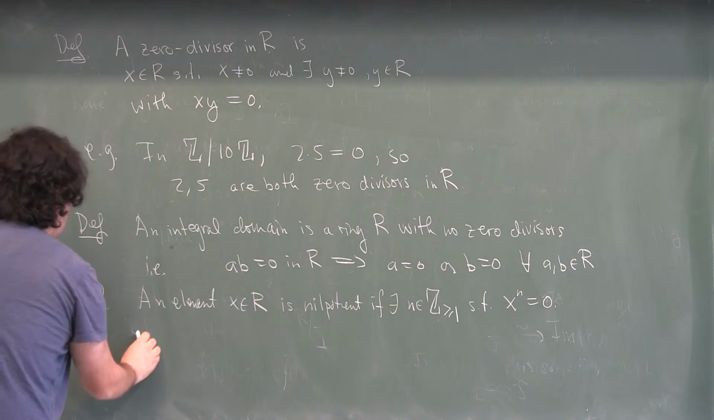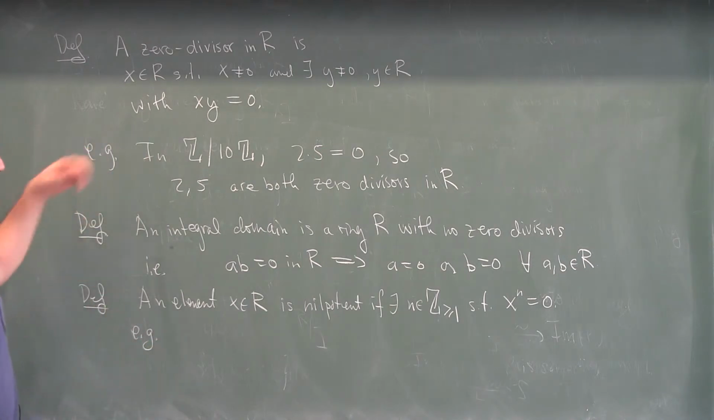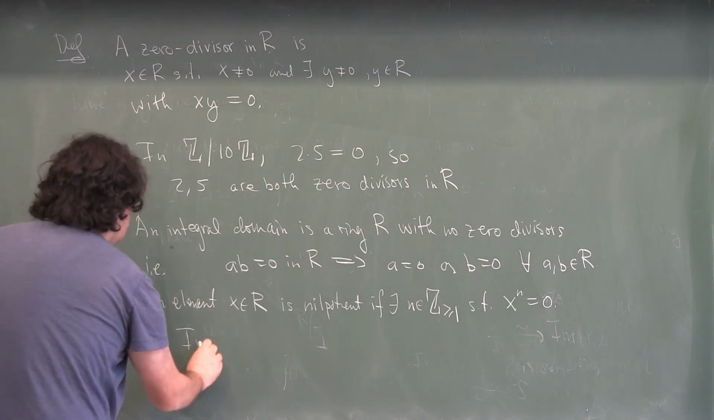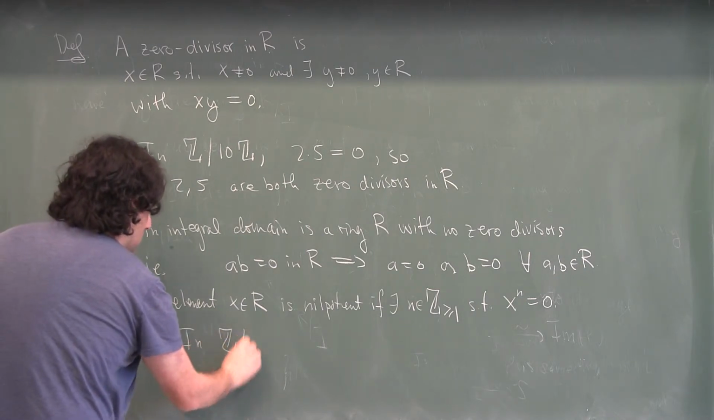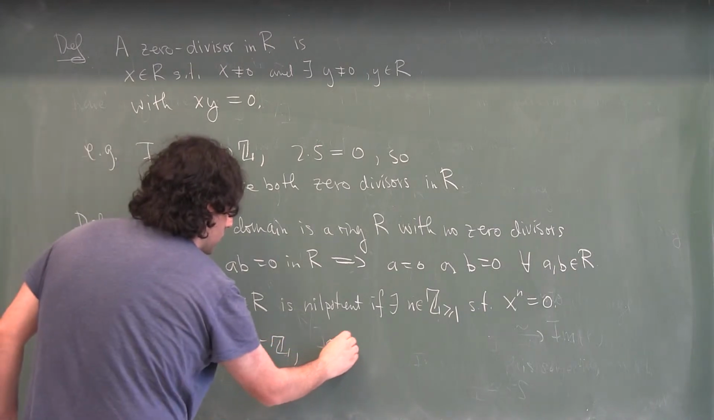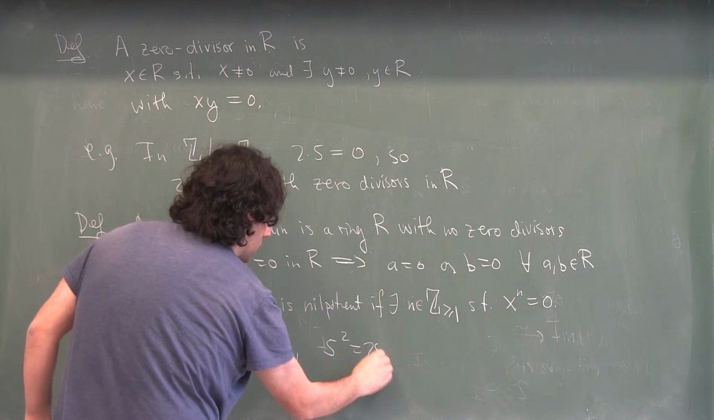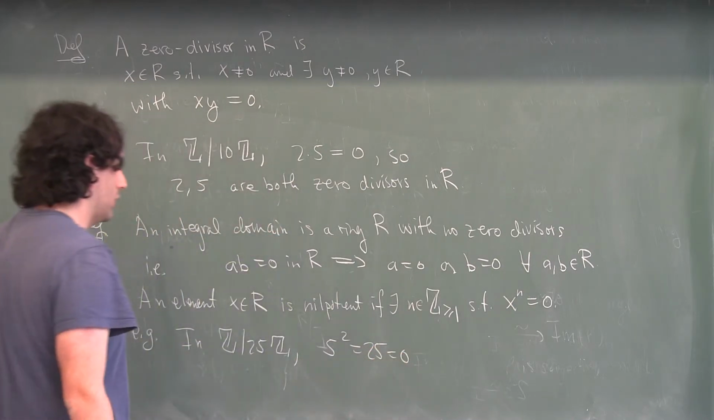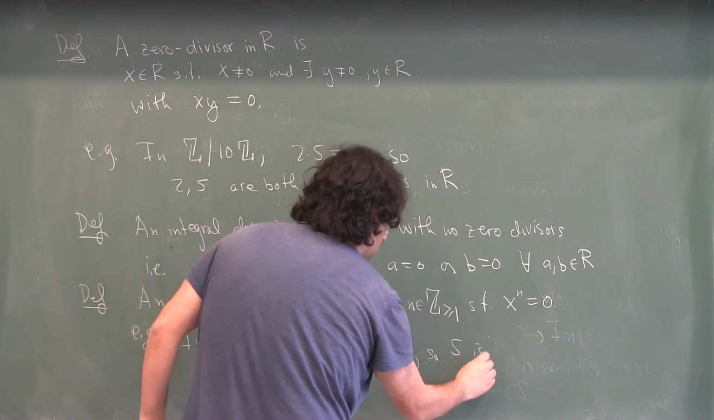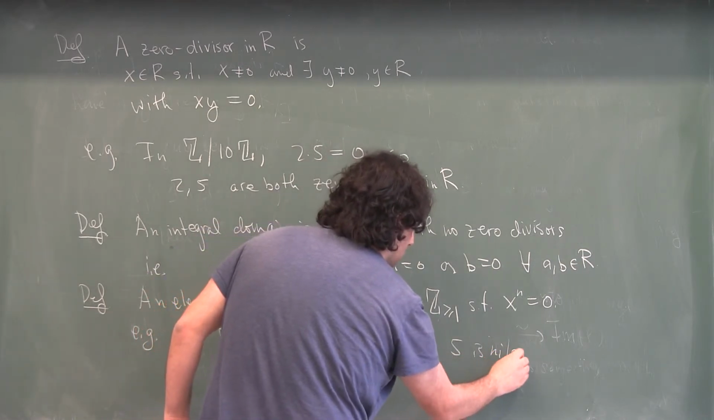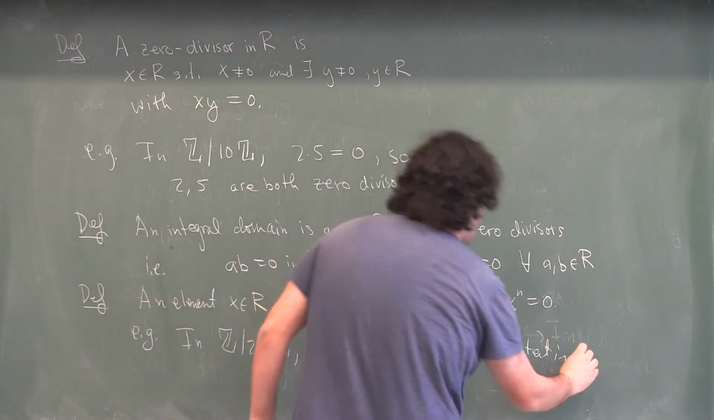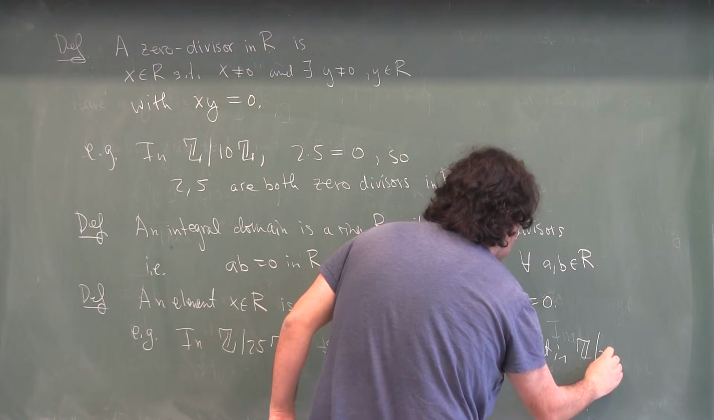Okay, but this can still happen in our rings Z mod NZ. So for example, in Z mod 25Z, 5 squared is 25, which is 0. So 5 is nilpotent in Z mod 25Z.